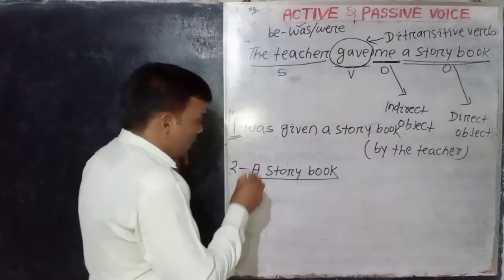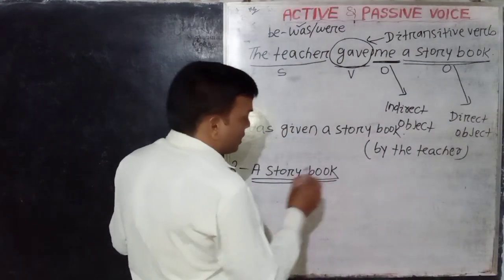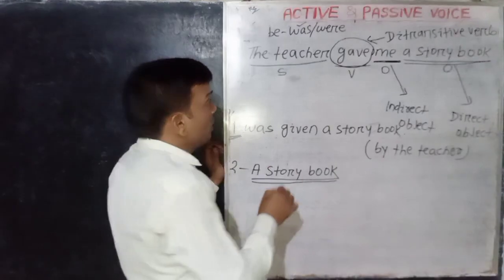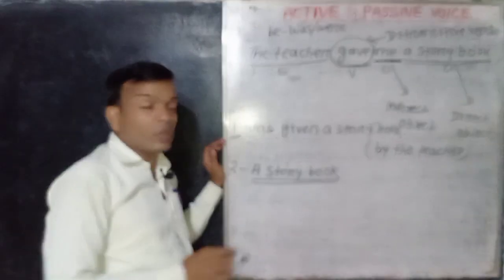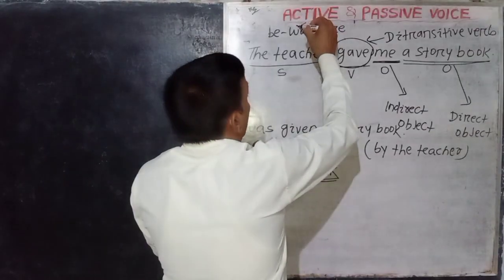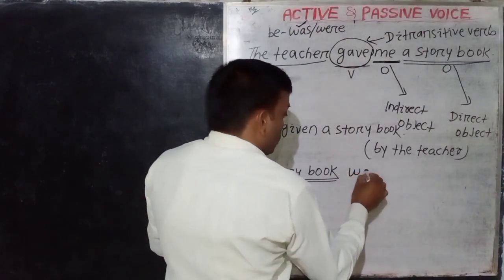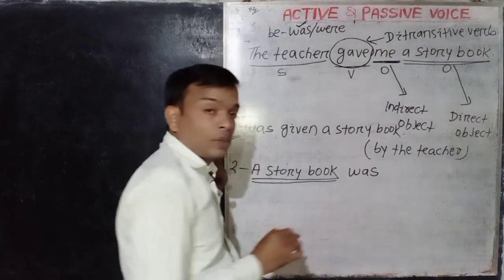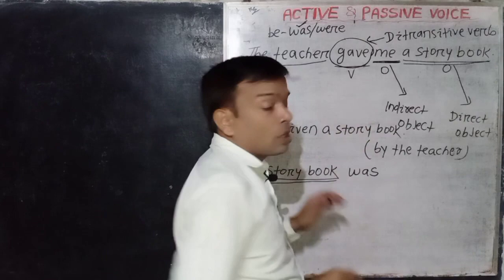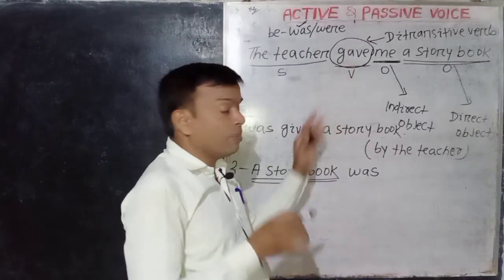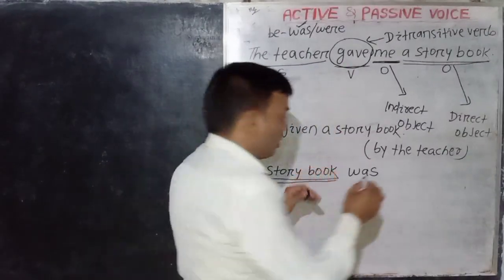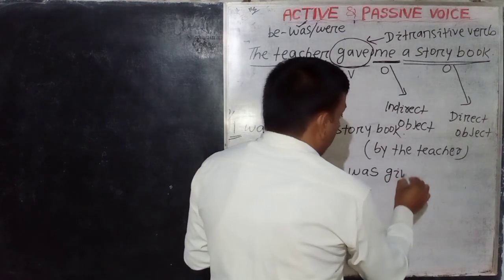Okay, see, a storybook, this particular object or patient that is in subject position, is in third person singular number. So use the proper verb form, that is called was. So a storybook was. Clear? Then write the V3 or past participle of the main verb, that is give, gave, given. So write here given.